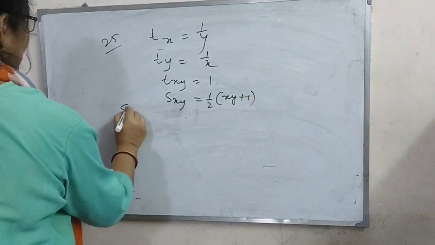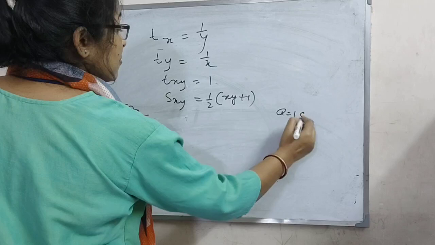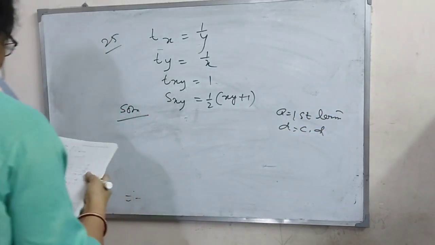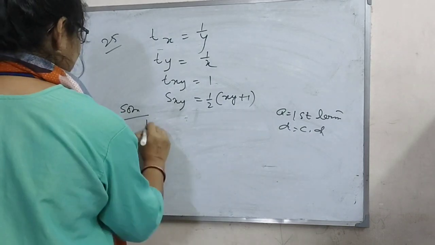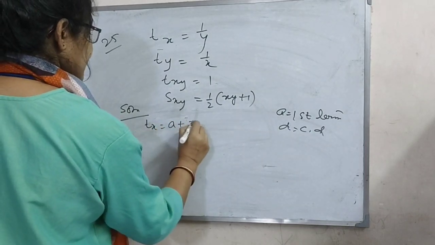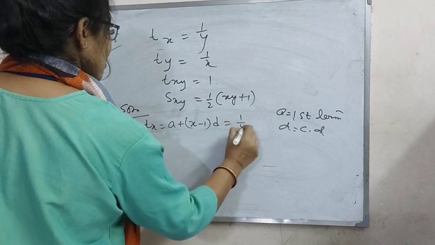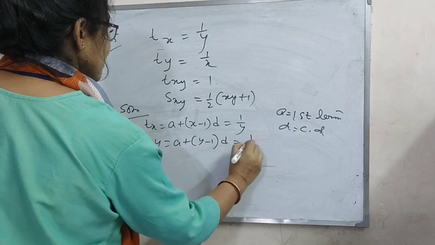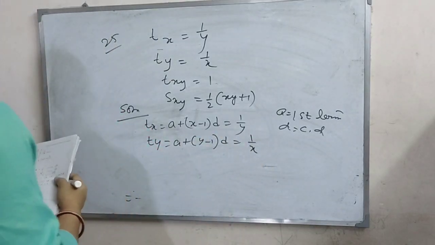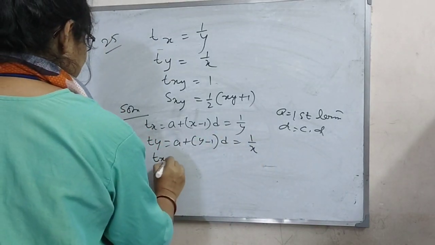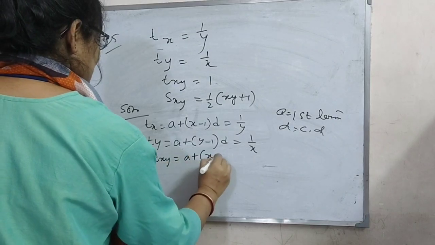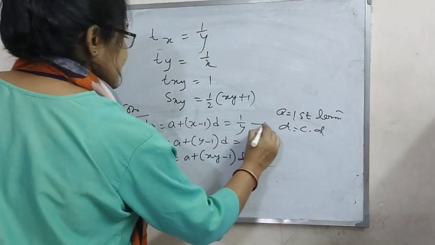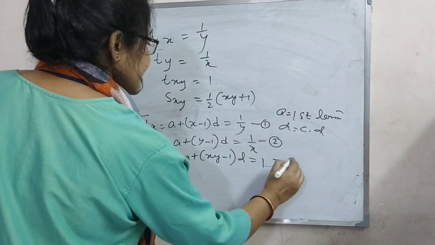Solution. Let A be the first term and D the common difference. So we have Tx equal to A plus x minus 1 into D, this equals 1 by y. Ty equals A plus y minus 1 into D, this equals 1 by x. And Txy equals A plus xy minus 1 into D, this equals 1. This is 1, this is 2 and this is 3.